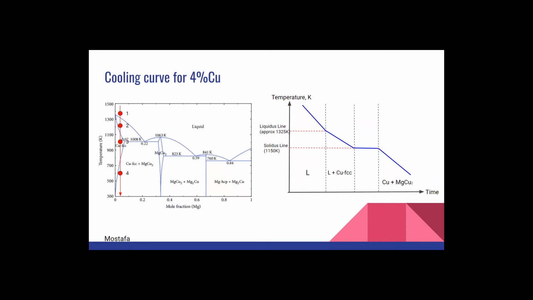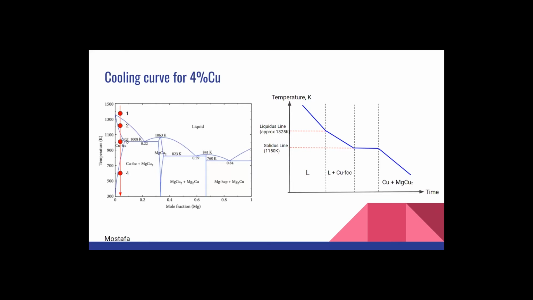The cooling curve for 4% copper. As we can see, the line shows that the temperature is being melted, and then the copper reaches 1325 Kelvin at the liquidus line in the liquid region. Then it continues to melt until it reaches the liquid plus Cu region, to the solidus line.